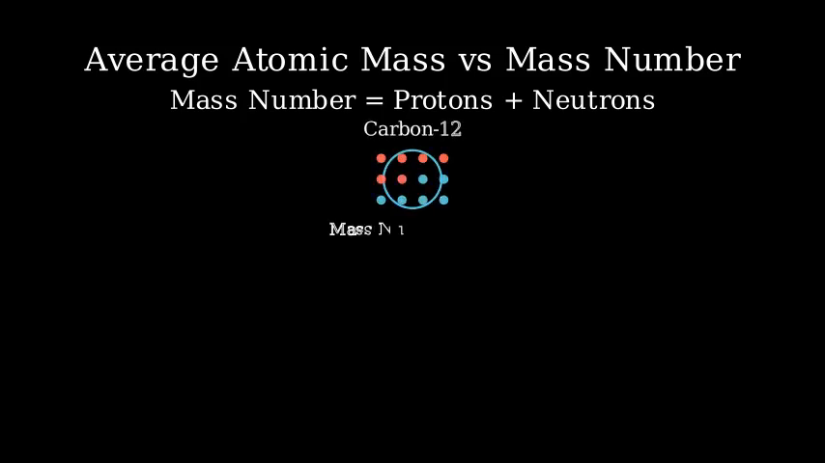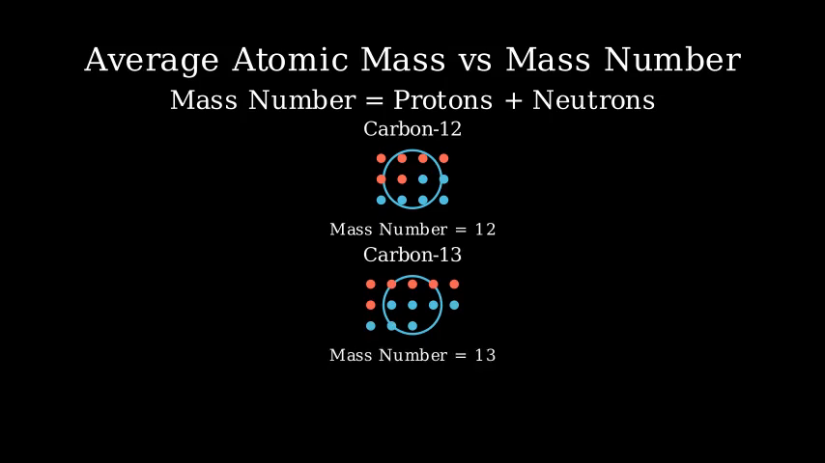For example, let's look at carbon 12. It has 6 protons and 6 neutrons, giving it a mass number of 12. Carbon 13 has 6 protons and 7 neutrons, giving it a mass number of 13.